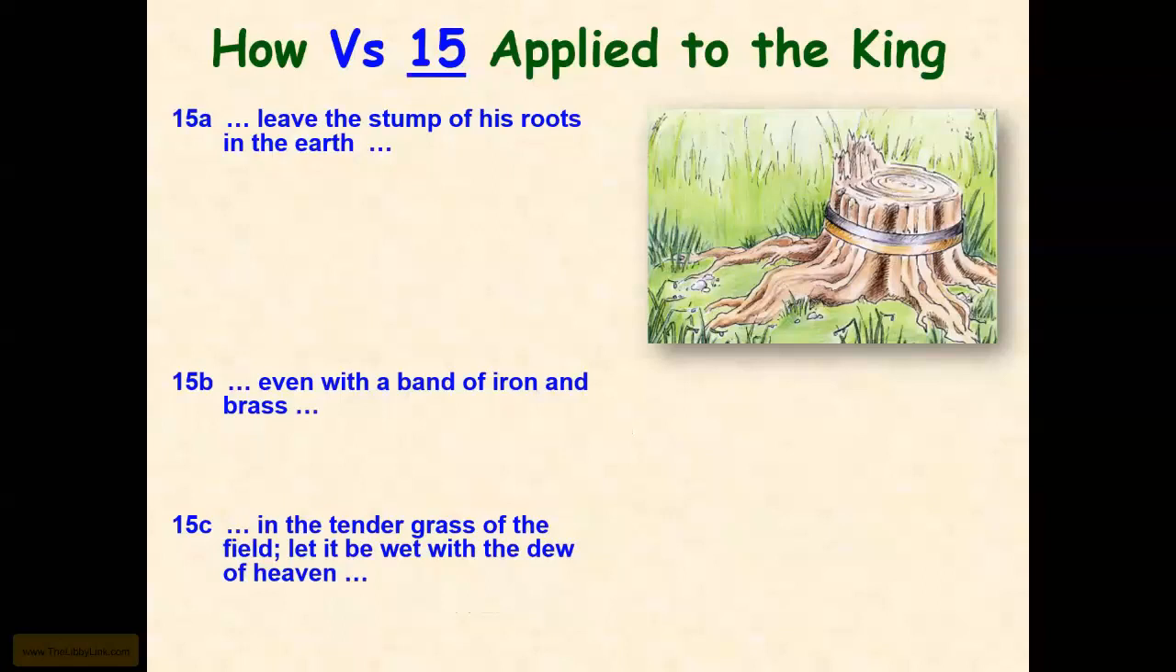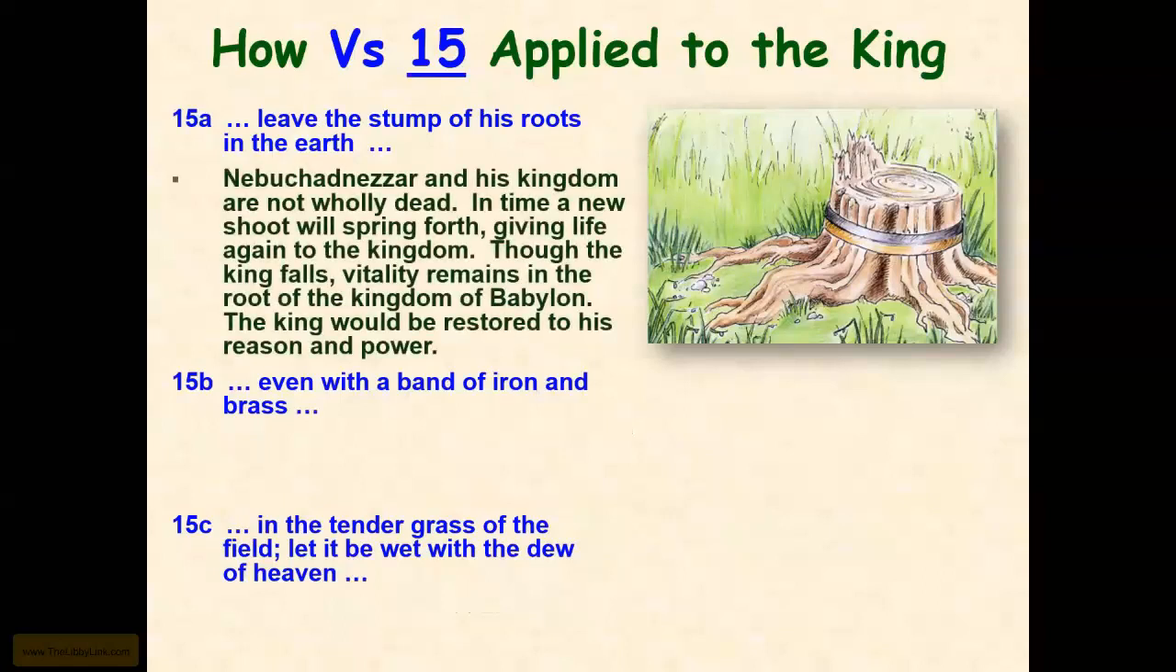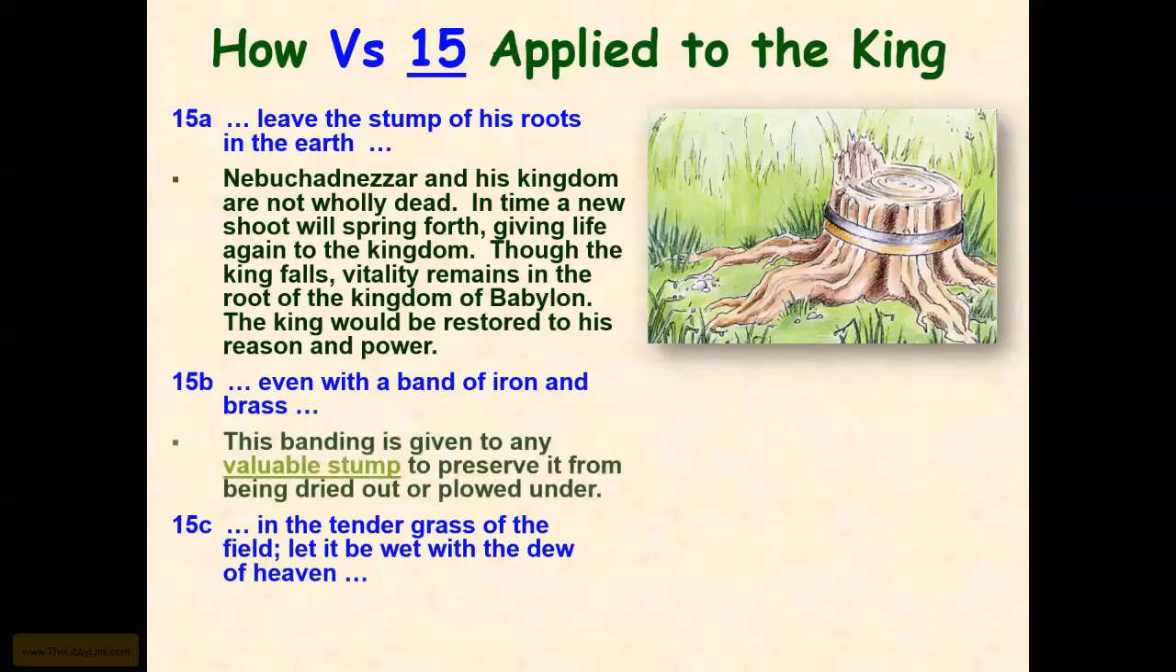Remember, as the image in Daniel 2 had clay in the feet and toes, the roots of this tree also find footing in the clay of the earth. Eventually, all root kingdoms will subdivide and mix with the clay of the earth at the end of time. Even with a band of iron and brass, the banding is given to any valuable stump to preserve it from being dried out or plowed under. What else? Well, the binding also gave hope that the stump would retain moisture to spring up again.